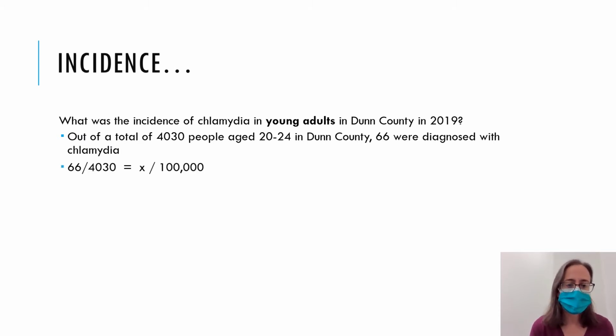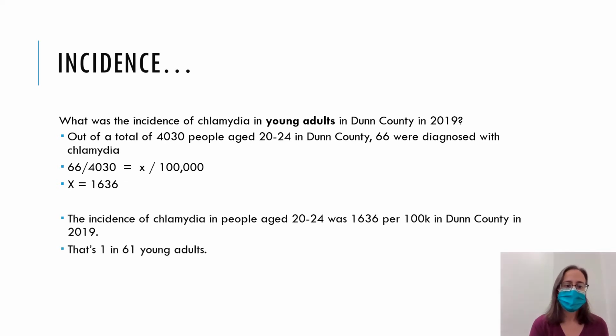66 out of 4,000 some equals X out of 100,000, and we'll find out that now the incidence rate is 1636, right? So it's about 5 times higher in this group of people. Right? So that's about 1 in 61 young adults. And that can start to give us some clues about a condition if we find it's happening in certain populations or groups more than others. We'll come back to that in the next step. So that's incidence.